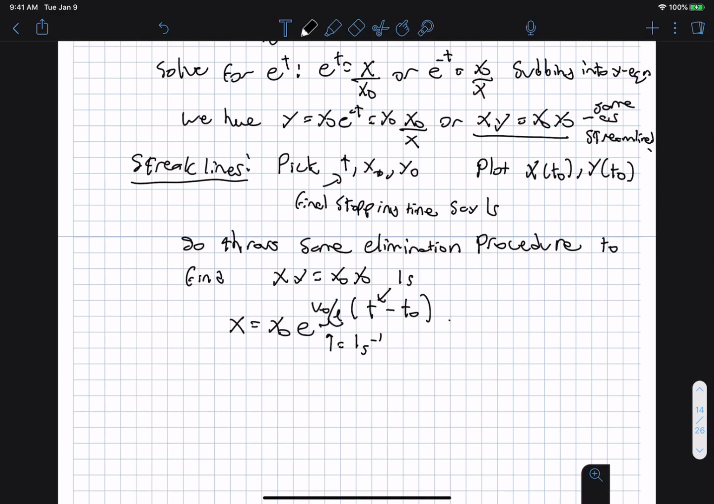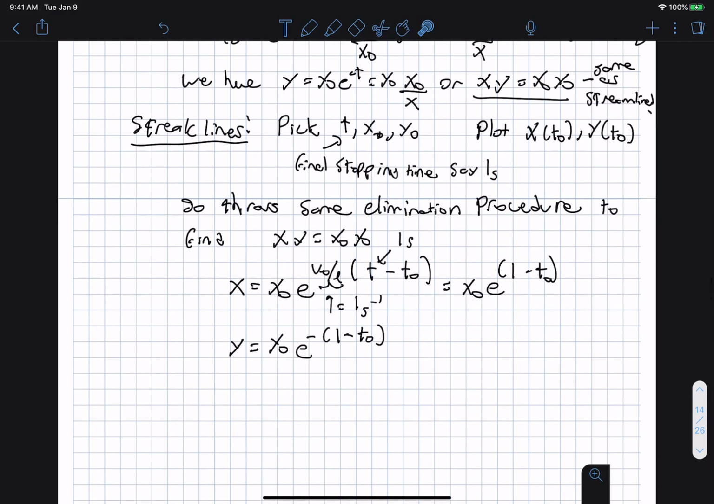So this equals x naught e to the 1 minus the release time. And similarly, we can do the same thing for y, and that equals y naught e to the minus 1 minus the initial release time, because here we picked a final time of 1 second. And I'm sorry about the handwriting, guys. I'm getting used to writing on this iPad all over again.